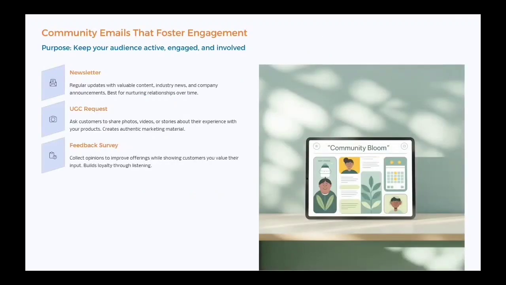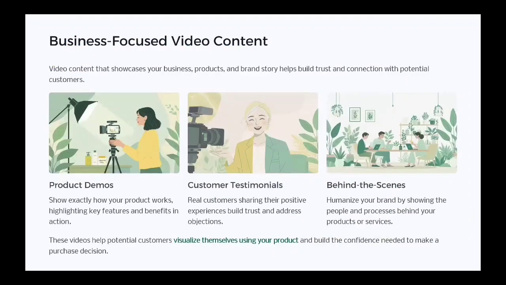Community emails that foster engagement, newsletters once a week, once a month, right? AI can also help you with that. Even if you have a restaurant, people may not come to your store all the time. They'll get your email, they'll see what's in. It's just really about keeping yourself top of mind. And then there's getting feedback surveys, business focused videos.